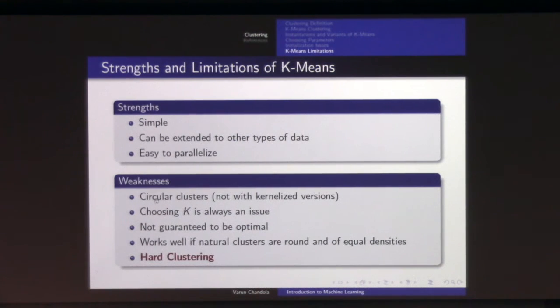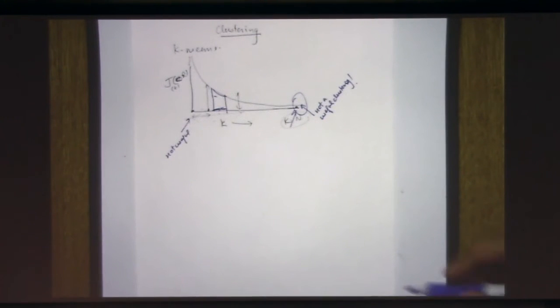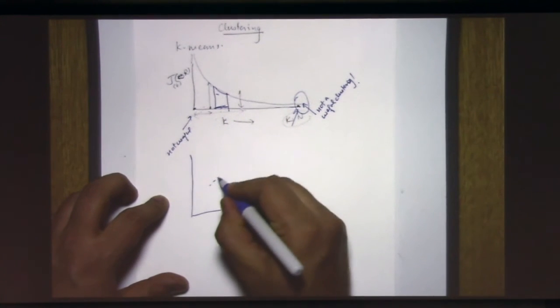But then there are some weaknesses that we have seen, and one of them is that choosing the k is always an issue, of course, right? Clustering also tends to find circular clusters. The reason being that it uses Euclidean distance, right? Which means that if the natural clusters are elongated, sometimes it has trouble finding those. So for example, and you can try that using the notebook as well, if your data looks like this, there's a cluster like this.